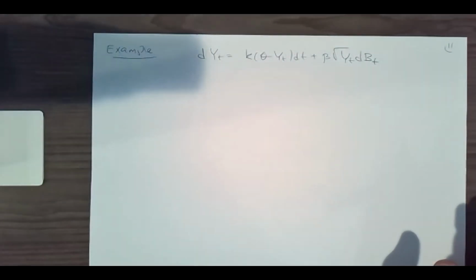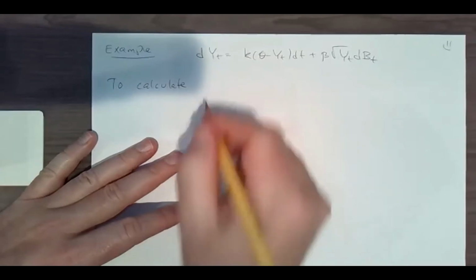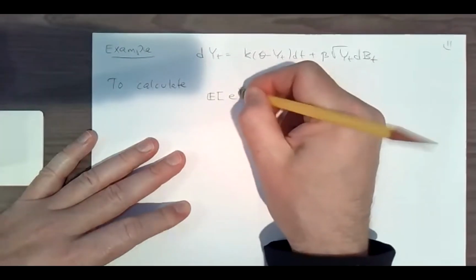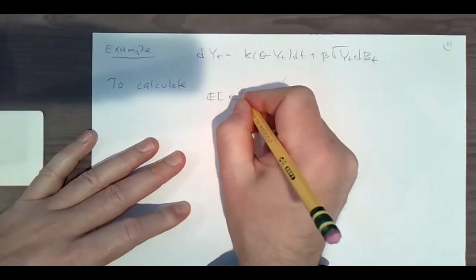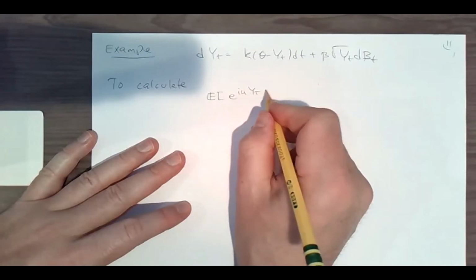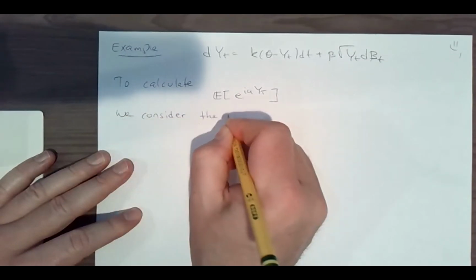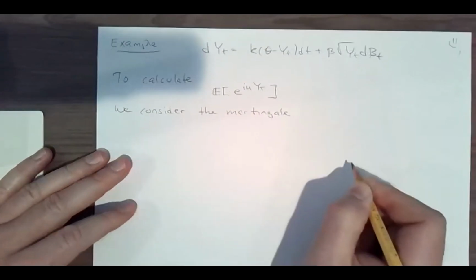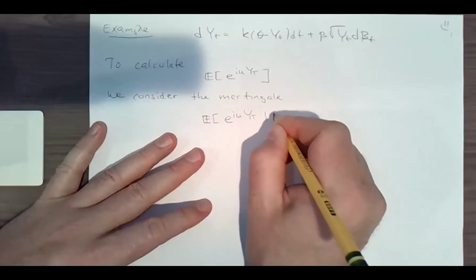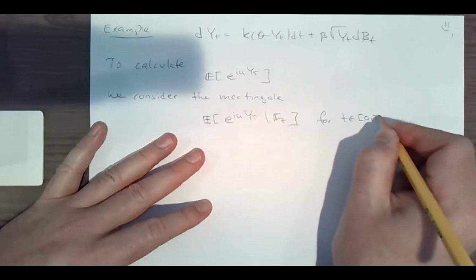Okay, so now our goal is again to calculate the expectation E of Y. To calculate the expectation, we consider, and this is going to be the martingale, we consider the martingale for t running between 0 and capital T.